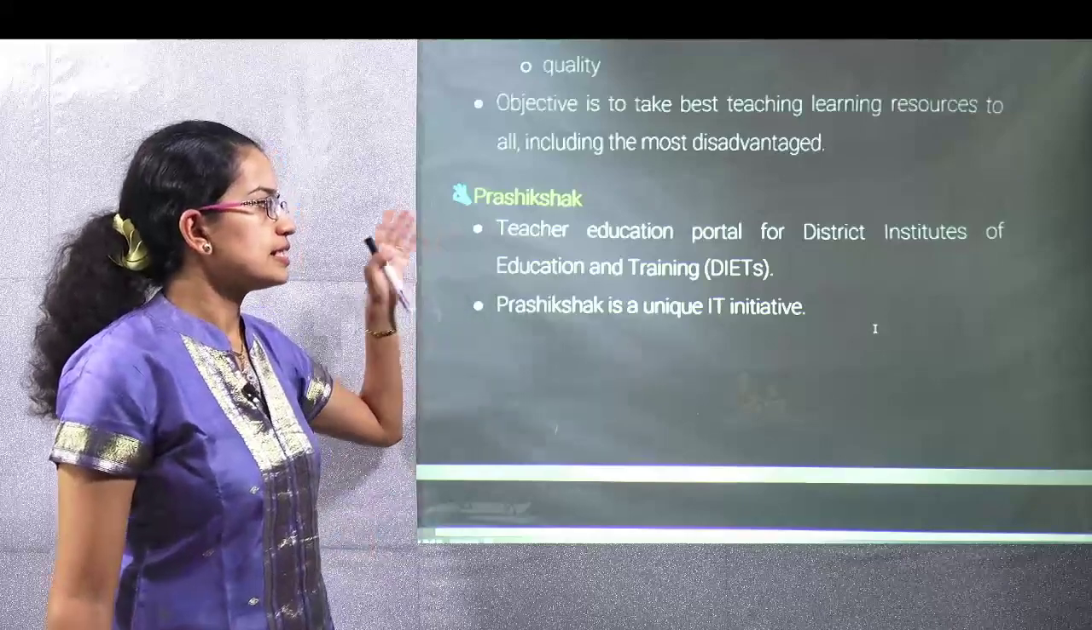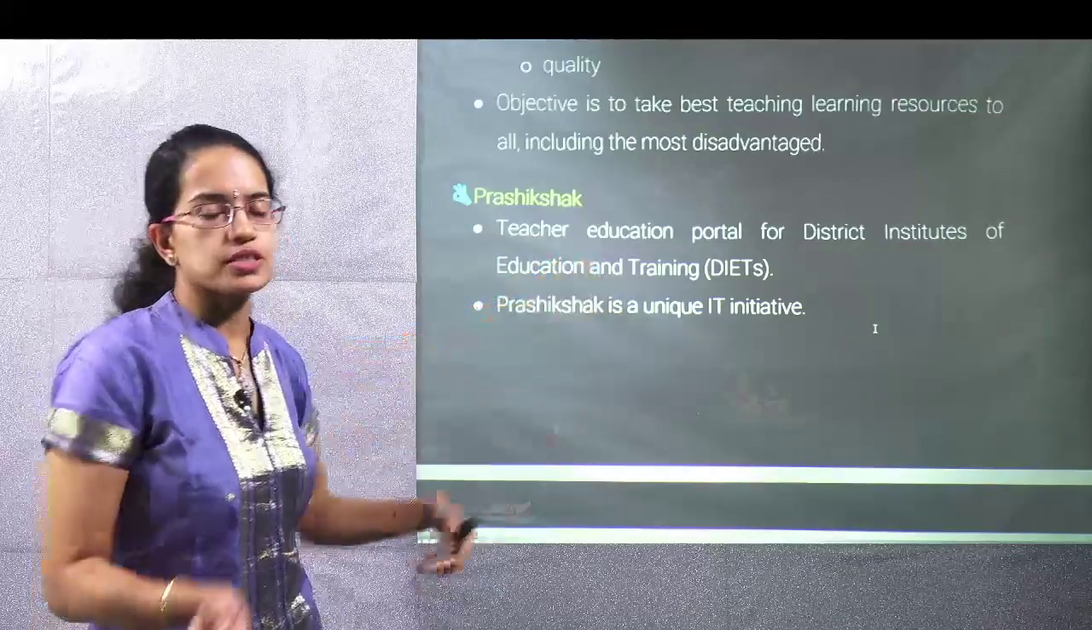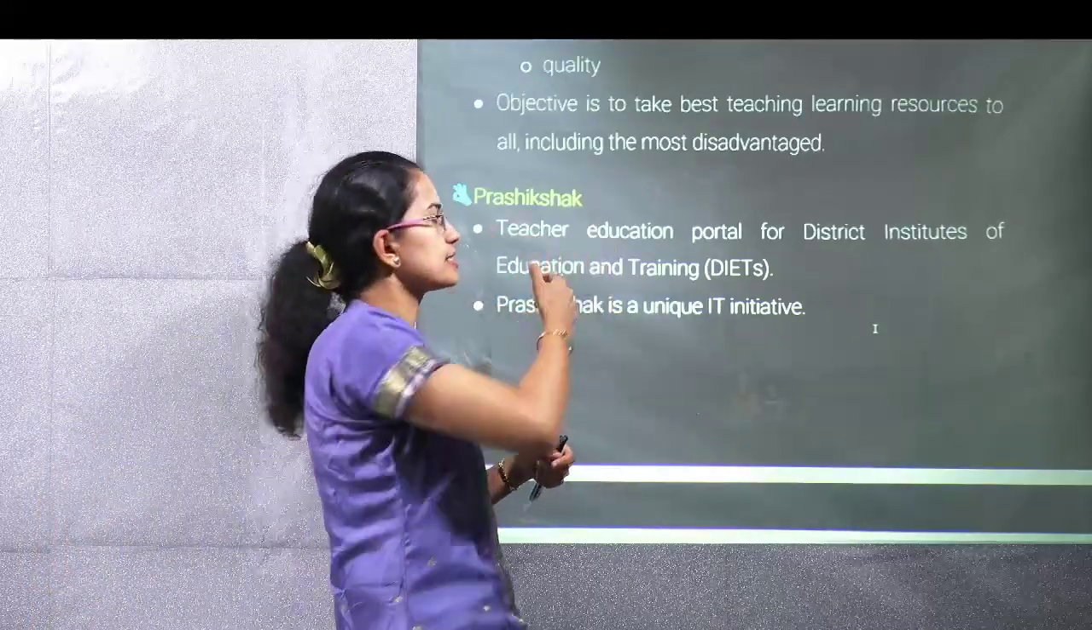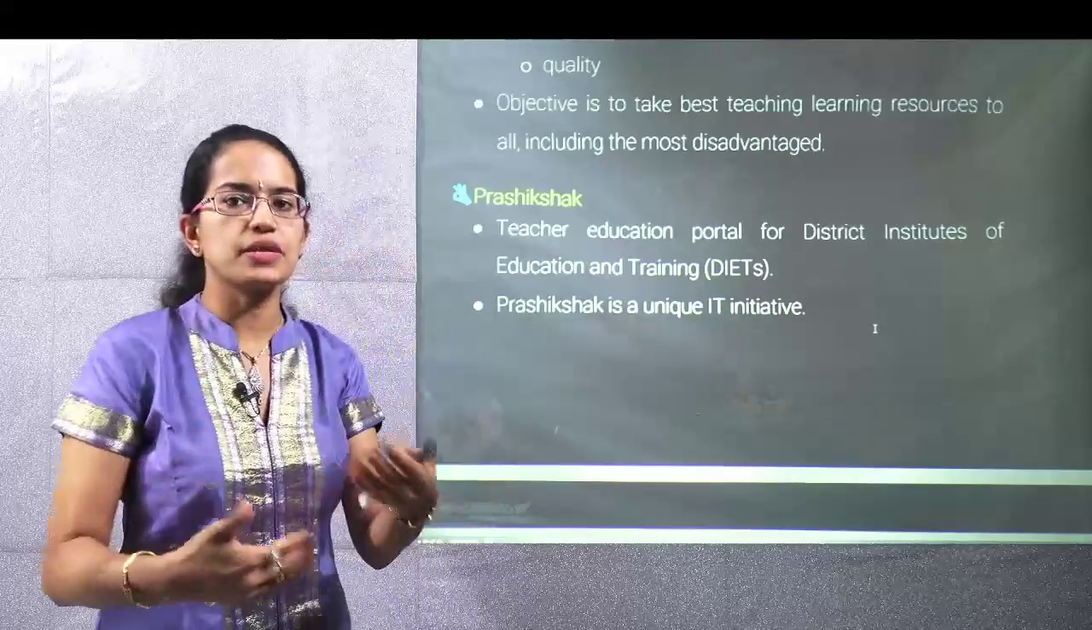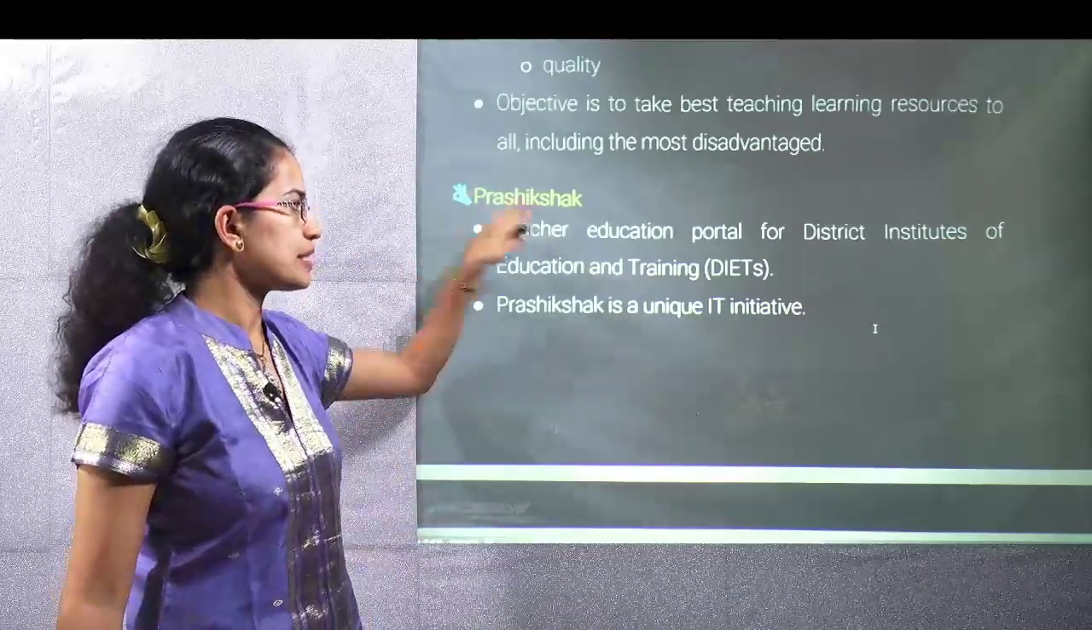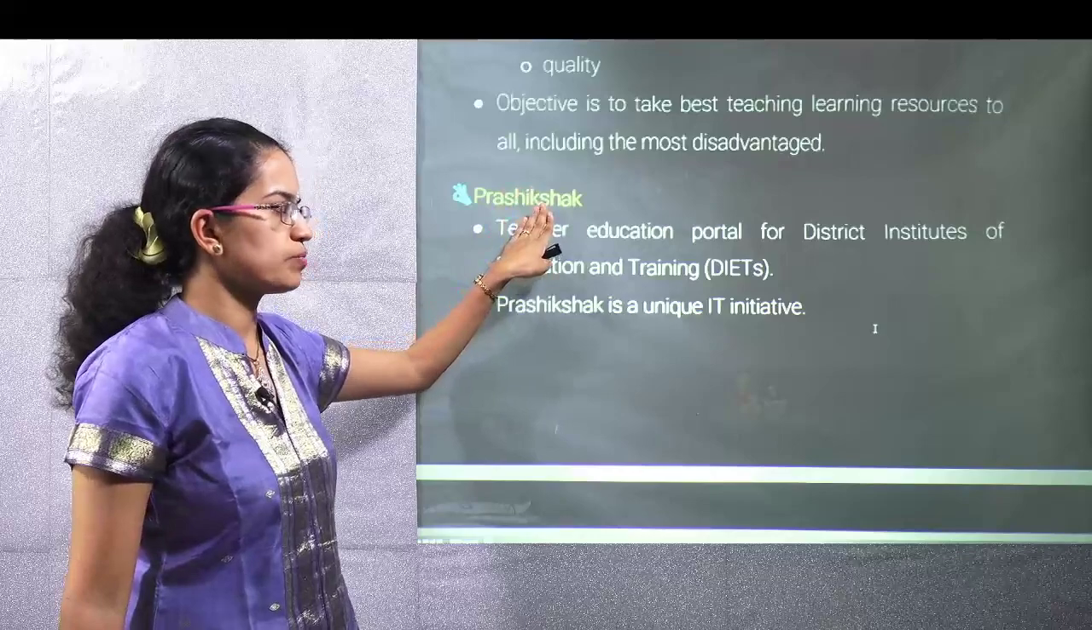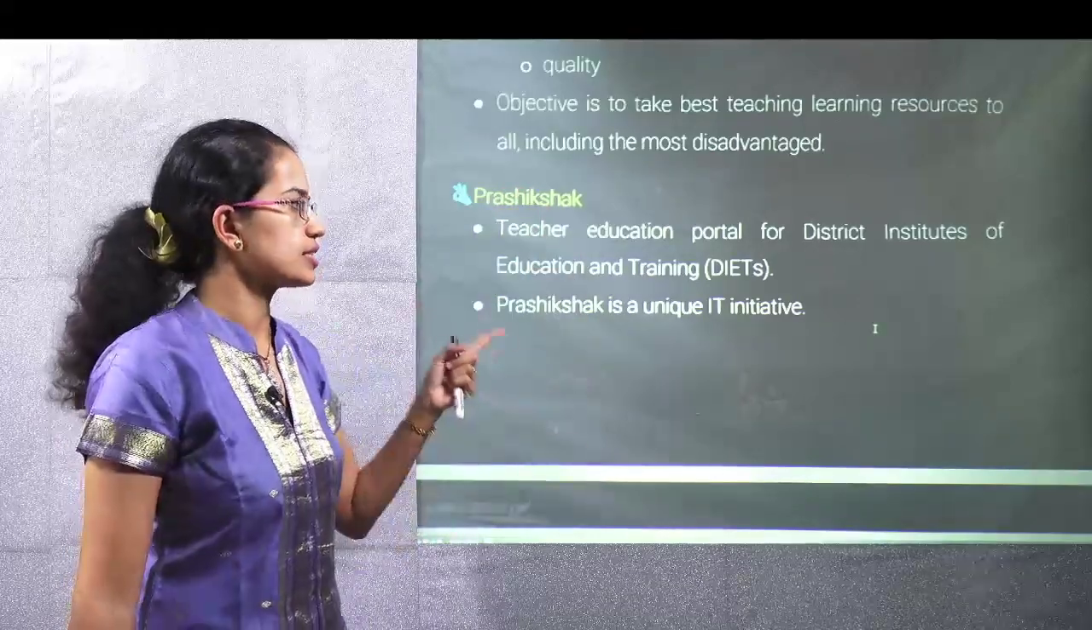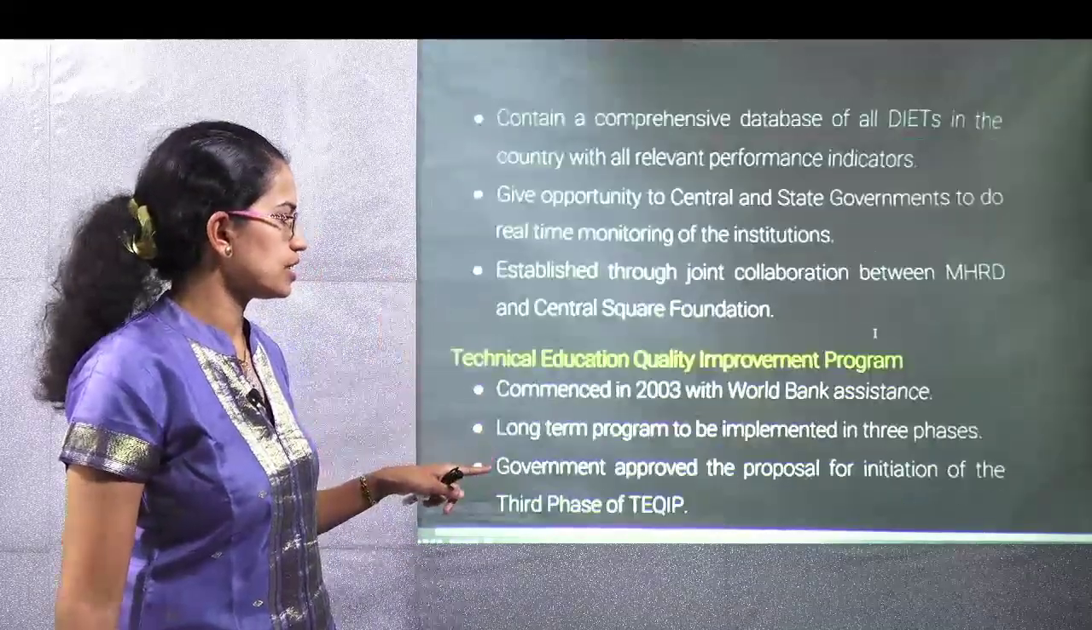Prashikshak, that's the teachers education portal. So Hindi medium students can get it from the name. Prashikshak means one who is instructing. So it's basically focusing on the teacher education portal for all the District Institutes of Education and Training in India.